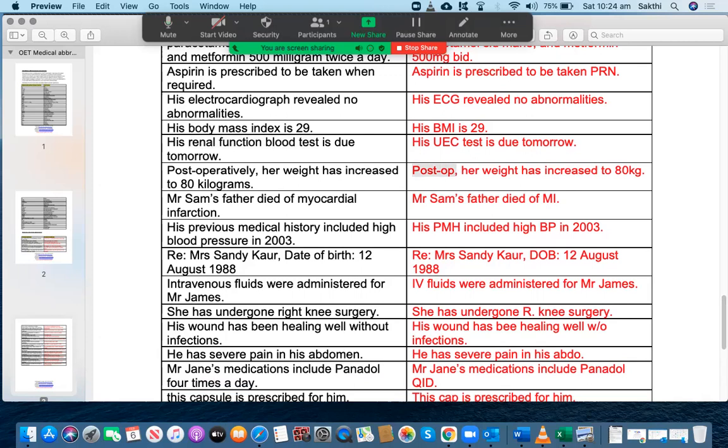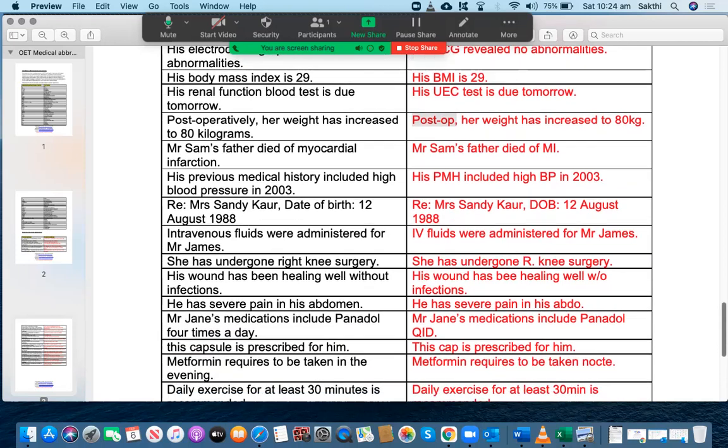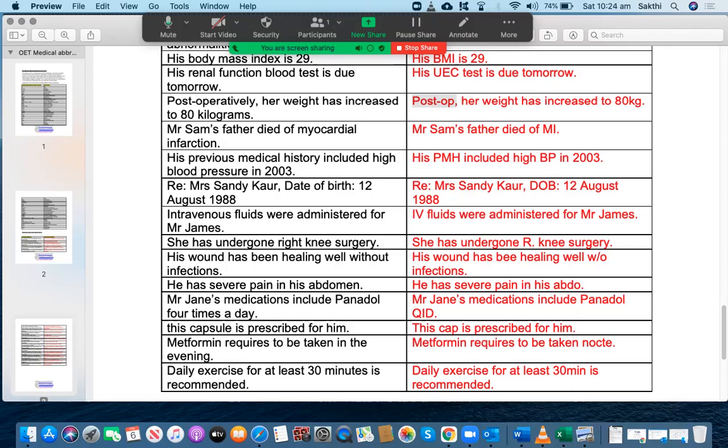Post app, comma, her weight has increased to 80 kg. Post operatively, her weight has increased to 80 kilograms. Kilograms, okay? So write it down, expand it, please. The next one is Mr. Sam's father died of MI. Mr. Sam's father died of myocardial infarction. Look at the next one.